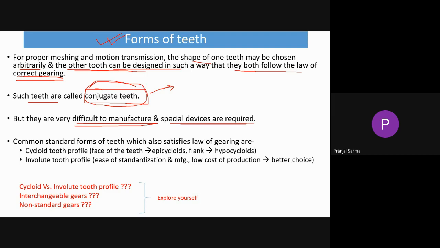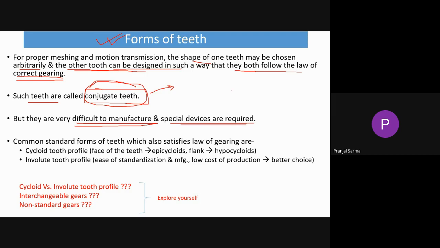But sometimes, if it is a very specialized device for a particular task, and that specific design or profile is required, then definitely you will go for that. In that case, the cost or difficulty will not be a factor, because the solution needs to be correct. But otherwise, in normal cases, we don't want to make life complicated. So we generally go for certain common standard forms of teeth which satisfy the law of gearing.